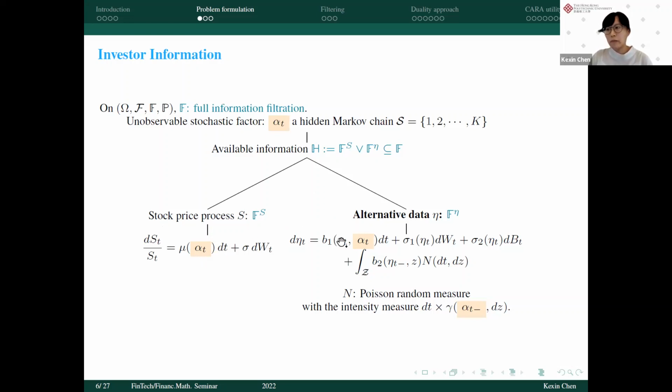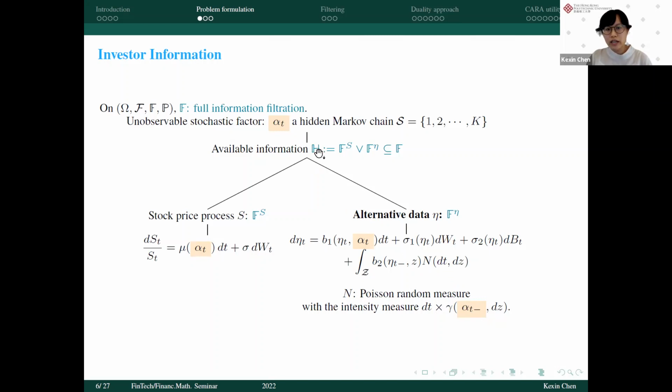And we model the second component of the observation process, that is the alternative data series. We use eta to denote it as a jump diffusion process. And in addition to the drift part, which is depending on the hidden state, we allow that the Poisson random measure here is involved, the intensity measure is given by this form. Which means that the intensity measure could also depend on the hidden state. So the inclusion of this measure is essential to address the discontinuous randomness and also the non-Gaussian distribution biases that are related to the hidden state. And it also provides flexibility to model alternative data series from diversified sources.